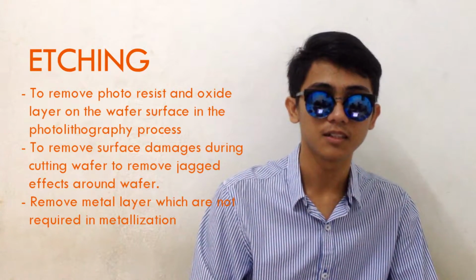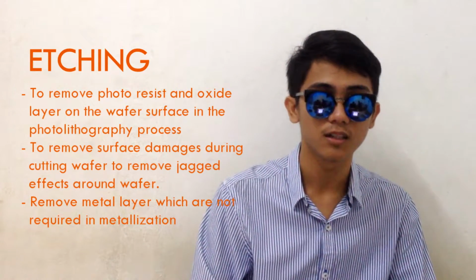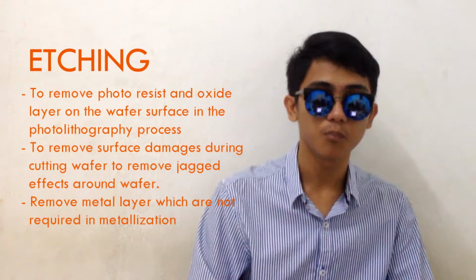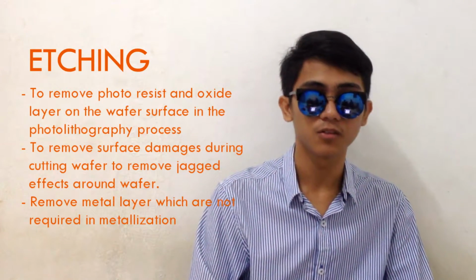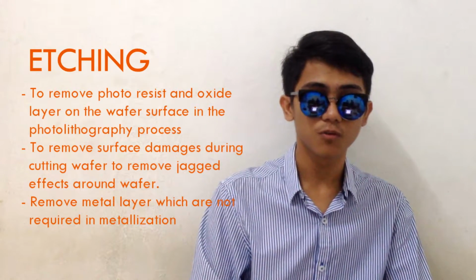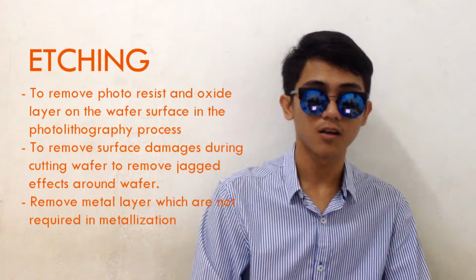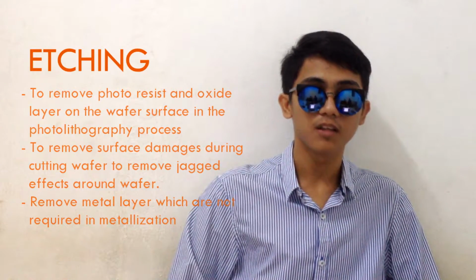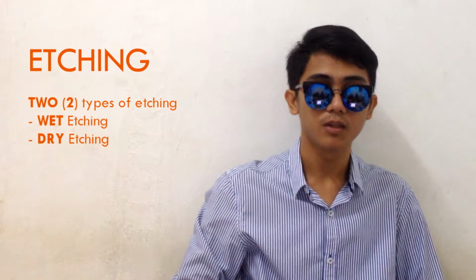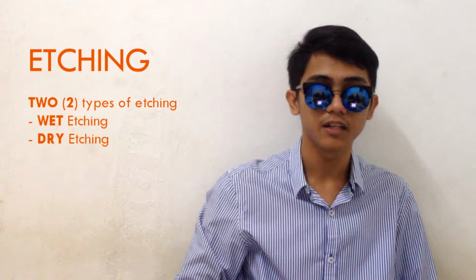The objectives of etching: to remove photoresist and oxide layer on the wafer surface in the photolithography process, to remove surface damage during the cutting of the wafer, to remove the jagged edges around the wafer, and to remove metal layers which are not required in metallization. In etching, there are two types, which are wet etching and dry etching.